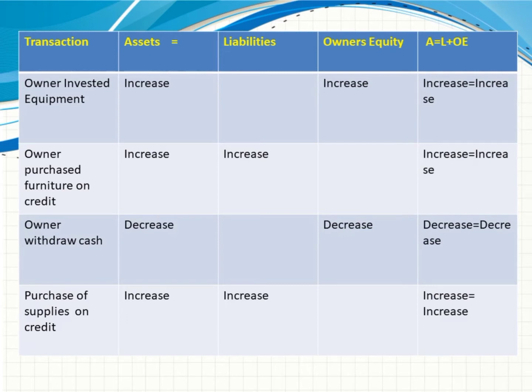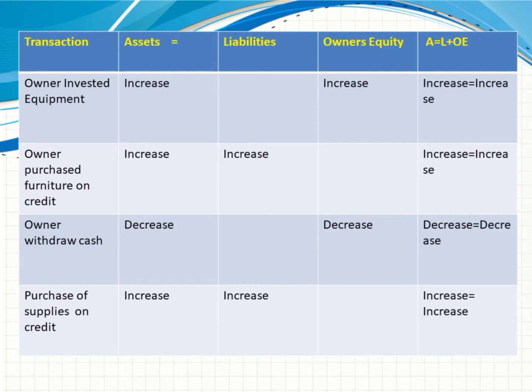Next, owner purchased furniture on credit. So the owner bought furniture but it was on credit. What will be the effect to the assets? There will be an increase in the assets, for furniture. And how about the owner's equity? There is no effect to the owner's equity. And to the liabilities, there is an effect, an increase, since the furniture was bought on credit. So increase in assets and increase in liabilities.